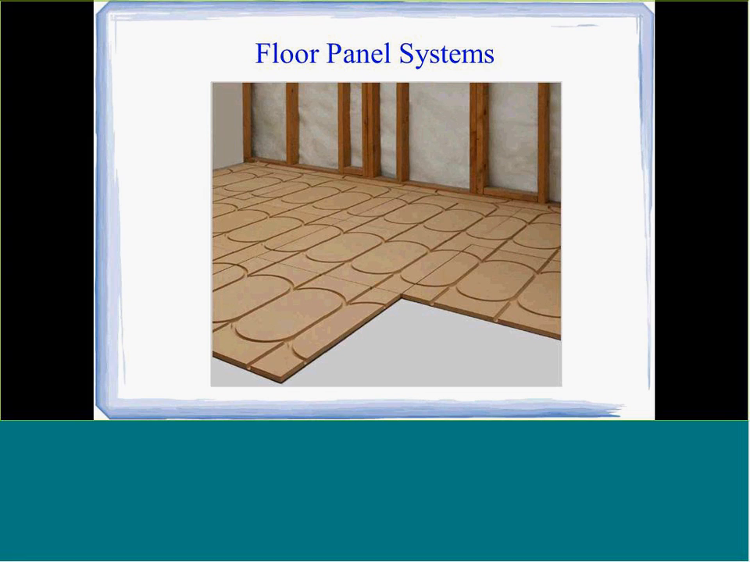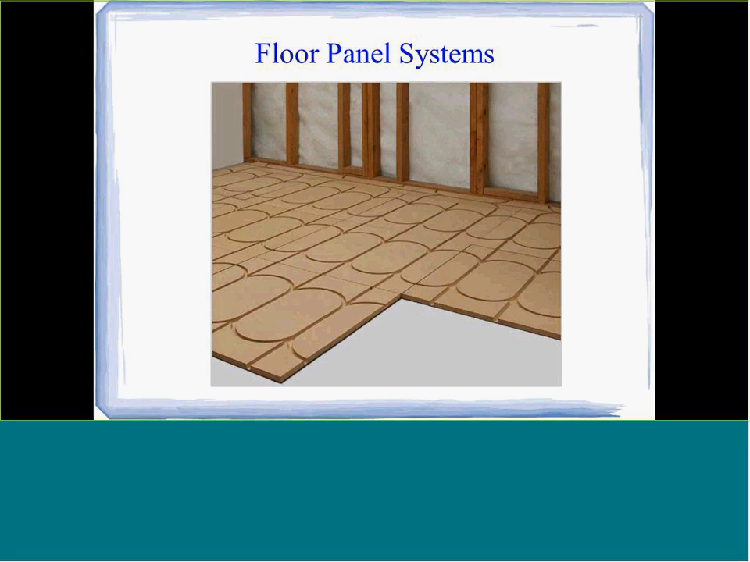A lot of the manufacturers have floor panel systems of one kind or another, and this is basically a wood or other material that already has grooves machined into it to snap the tubing in, and you just lay it over the floor, screw it to the floor, and walk your tubing into the grooves in whatever pattern that you need it to be.